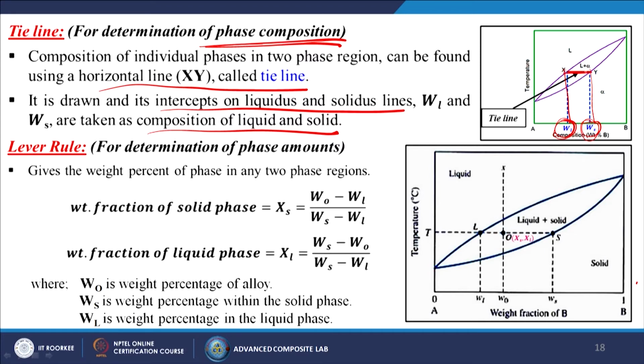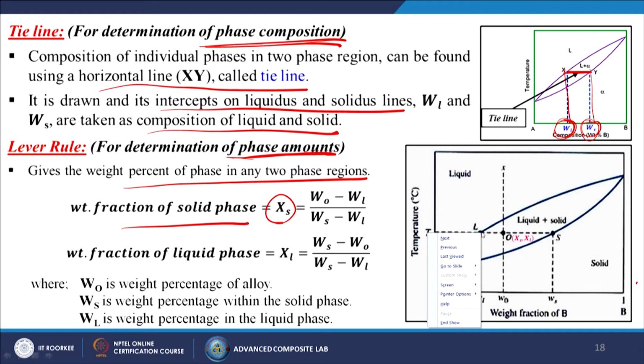Now, come to the lever rule for determination of the phase amounts. How can we calculate how much percentage of each phase is present inside the system? It gives the weight percent of phases in any two-phase region. The weight fraction of the solid phase, XS, is equal to... suppose I make the tie line between L and S, so this point and this point, and I am putting the tie line over here.